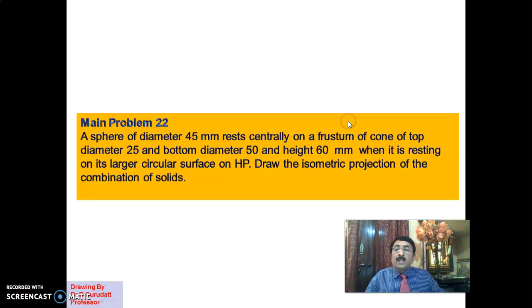Okay, here there are two solids. A sphere of diameter 45 mm rests centrally on a frustum of a cone of top diameter 25 and bottom diameter 50 and height 60. Draw the isometric projection of the combination of solids.